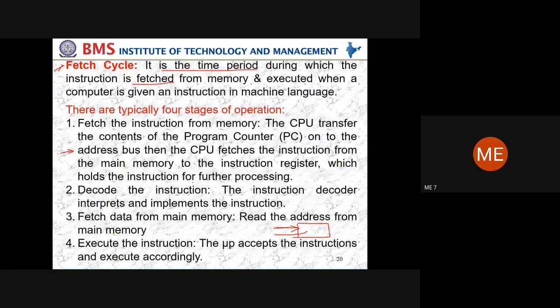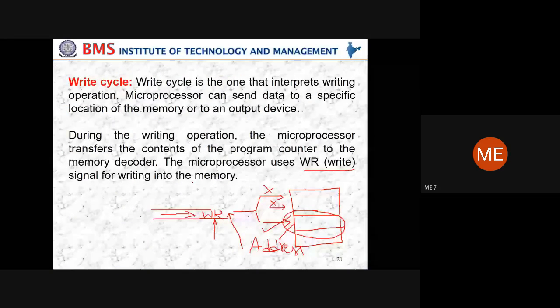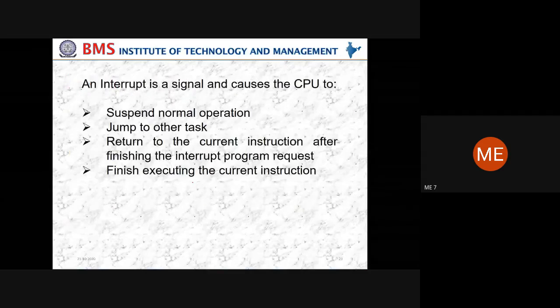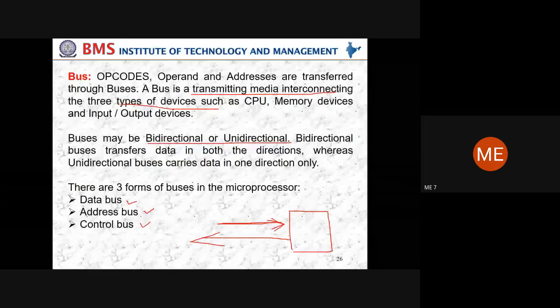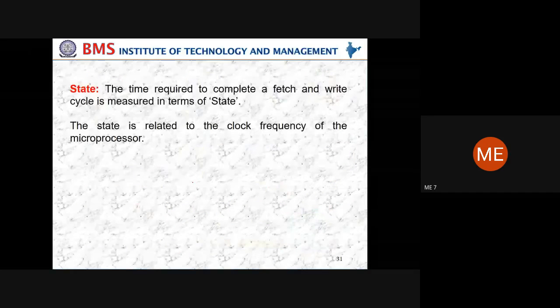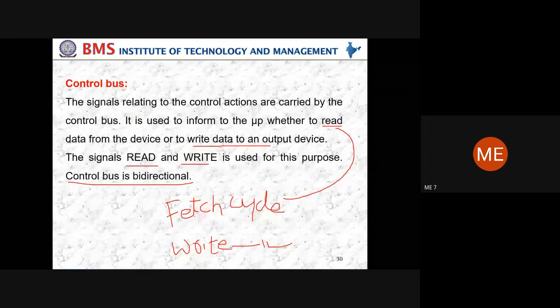Then we understood how the fetch cycle and the write cycle work, and how interrupts are handled in the microprocessor. Then the different types of buses: the address bus, data bus, and control bus. The data bus and control bus are bidirectional, and the address bus is unidirectional. We'll stop at this stage and come back in the next class.